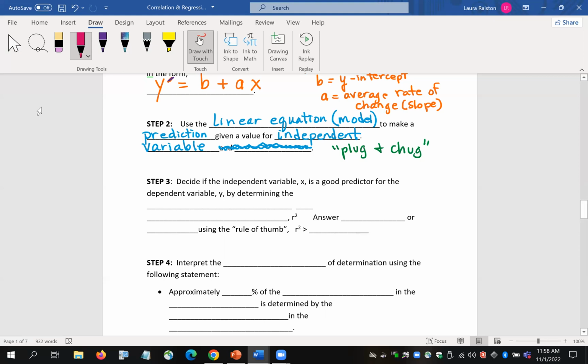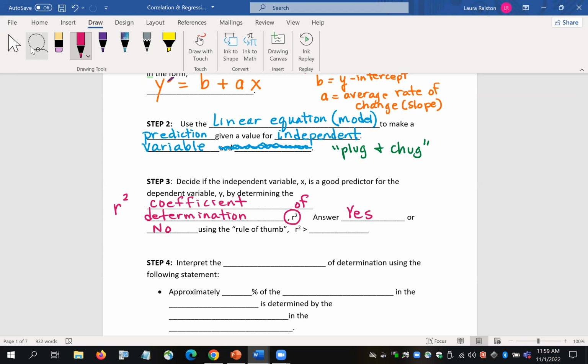And so we look at what is called the coefficient of determination. And it is represented by R squared. Okay, it is R squared. So it's the square of our linear correlation coefficient. And again, we're going to basically answer yes or no.